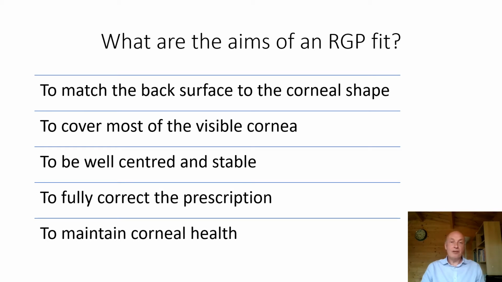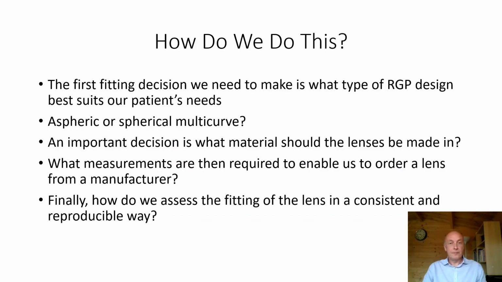We need to fully correct the patient's prescription to give them the best vision possible. And we want to fit the lens which is going to give the healthiest fit possible. So let's think about how we do this. When we're looking at fitting a gas permeable lens, the first decision we need to make potentially is whether we're going to fit an aspheric or a spherical multi-curve design. Both lens types have their advantages and disadvantages.